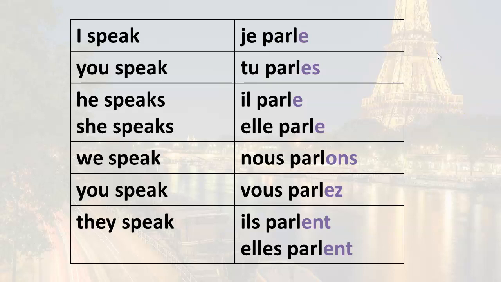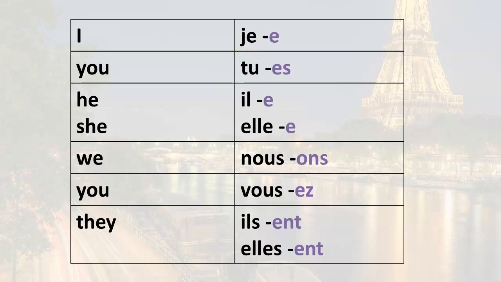Okay, so let's continue. Notice that I've color-coded the endings. Be sure to associate the ending with the subject pronoun. For example, here I've eliminated the root of parler and I just left the endings. So the ending you see here always goes with this subject pronoun. So es always goes with tu, e goes with il and elle, ons always goes with nous, ez always goes with vous, and ent goes with ils and elles. That will become very important to you as we continue our lessons, and I will talk about it more in a future lesson, but for now just be aware of the endings.